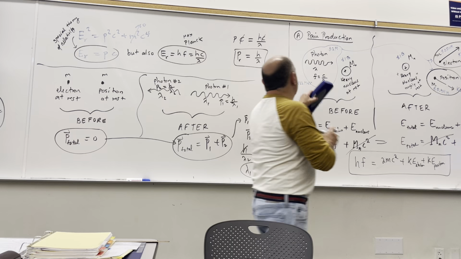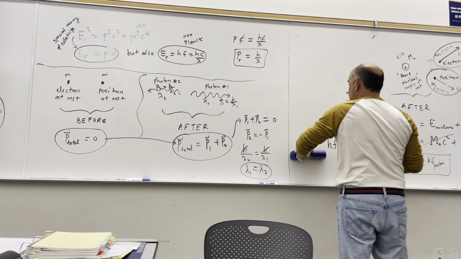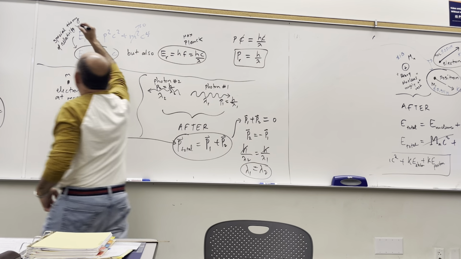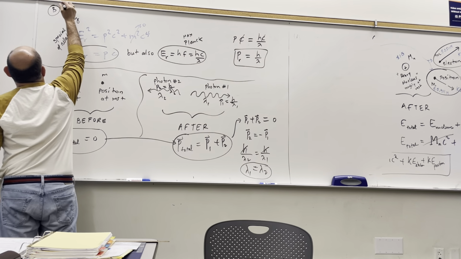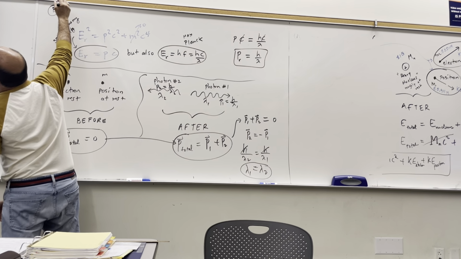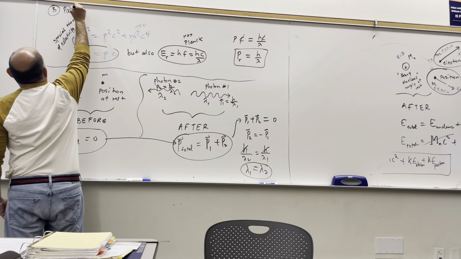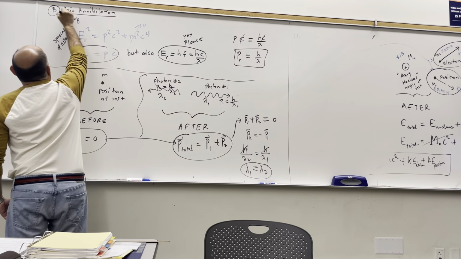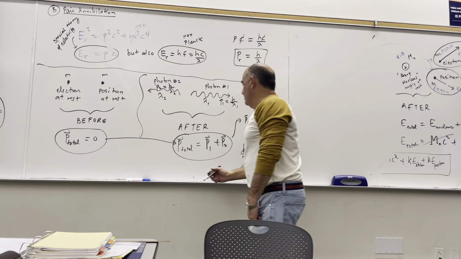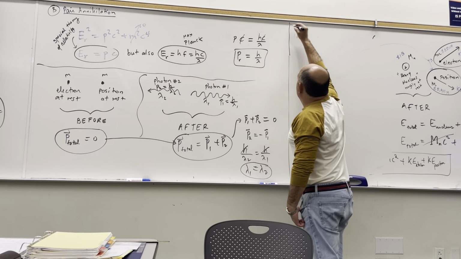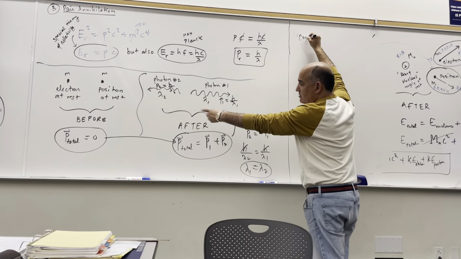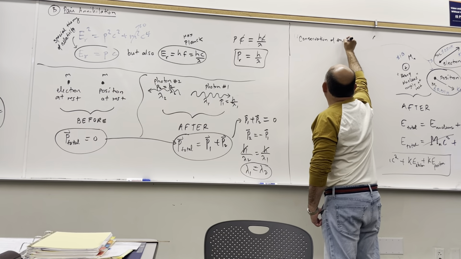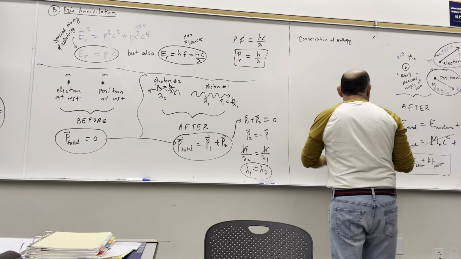And if I write down now the energy equation, so this is number 2, or B, pair annihilation. This is conservation of energy. I'm sorry, that was conservation of momentum. If I write down conservation of energy for that process, what do we have?